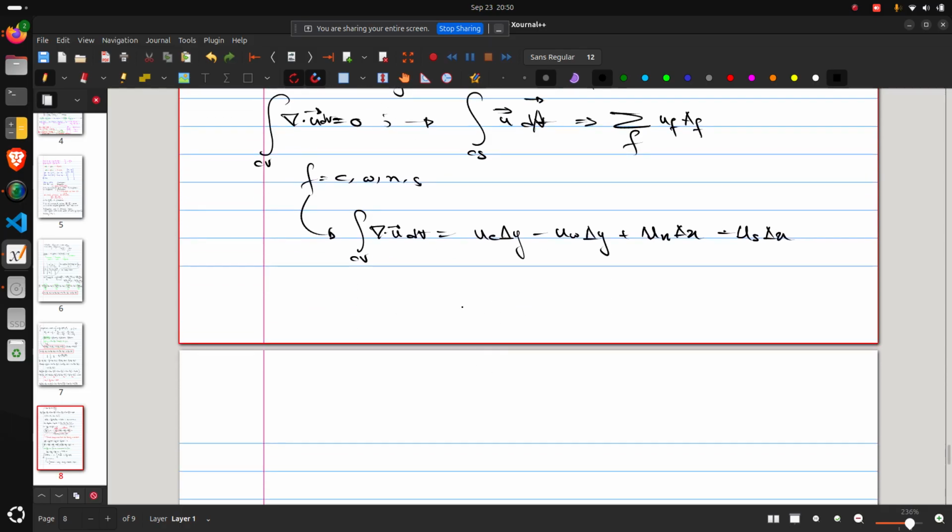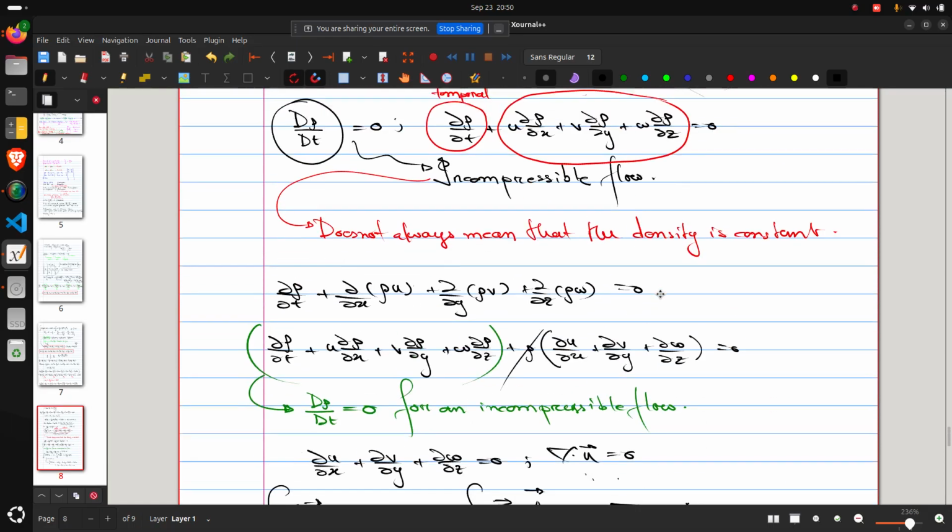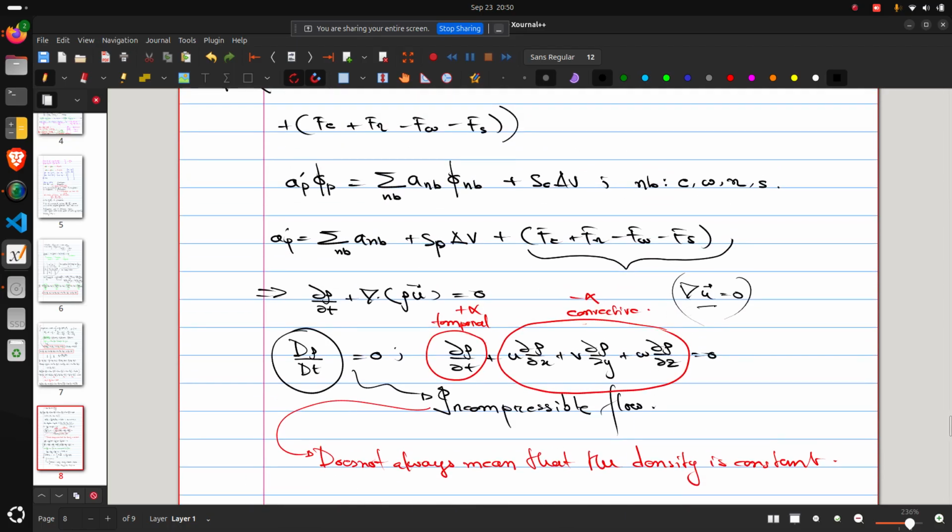Okay, and for an incompressible flow, it is nothing but Fe minus Fw plus Fn minus Fs equal to 0, right. So, you see where we get this term, we get this term in the AP prime, right. So, for an incompressible flow, we will see that this whole term actually goes to 0, right.